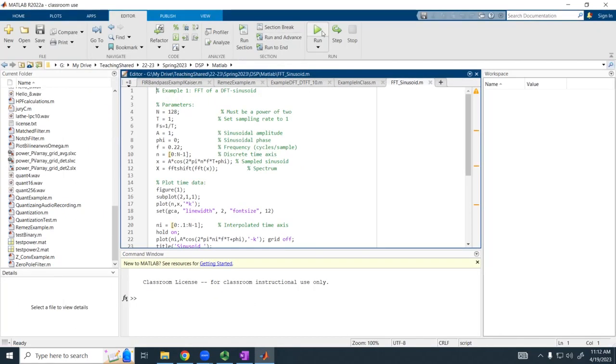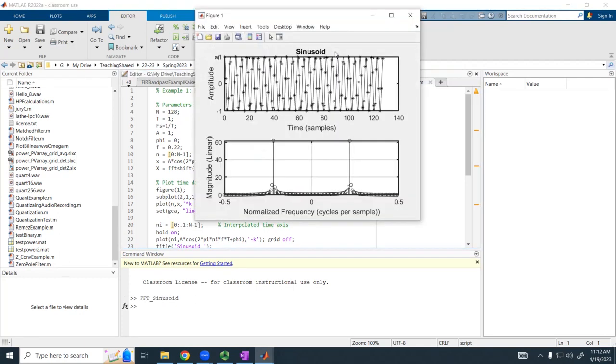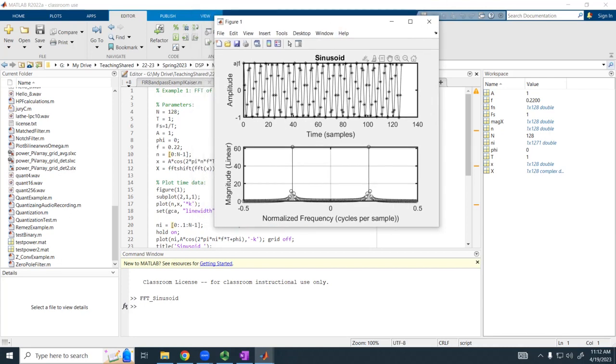okay, so this is an example of the spectrum of the sinusoidal signal. We have a sinusoidal signal, and the frequency of the sinusoidal signal is equal to 0.22, and we're seeing these two spikes at that frequency.